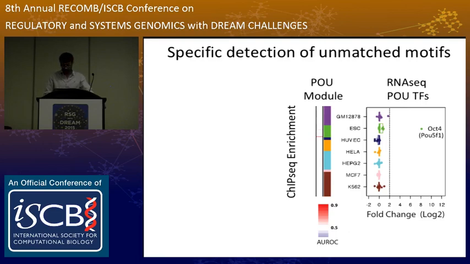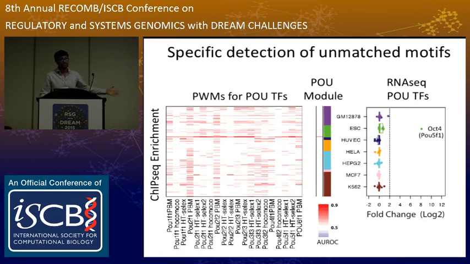OCT4 in embryonic stem cells. While when we do the same enrichment analysis with a collection of PWMs for POU factors from different techniques and different models, what we see is that most of the time we see enrichment in cell lines where the RNA-seq data, so the expression, does not support the presence of a mediating transcription factor.